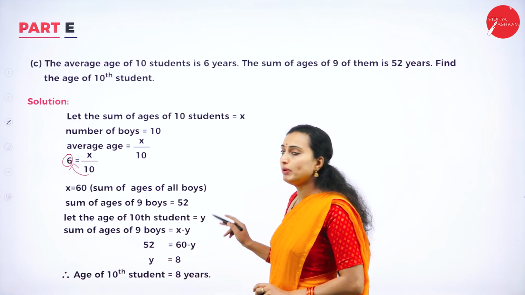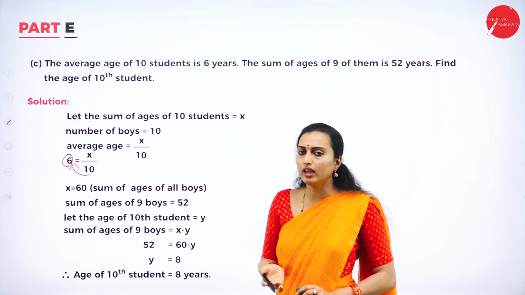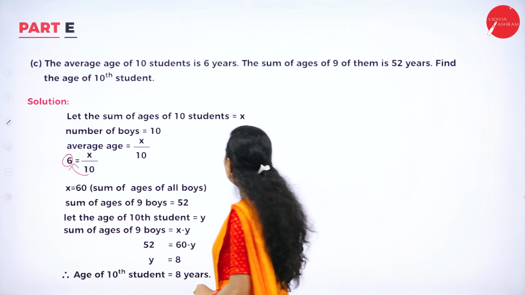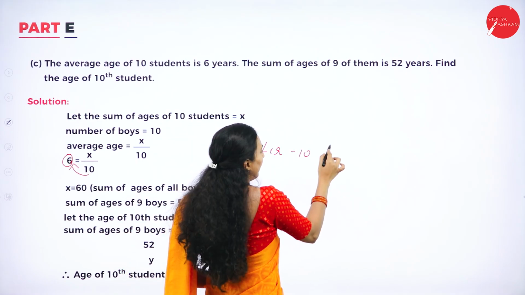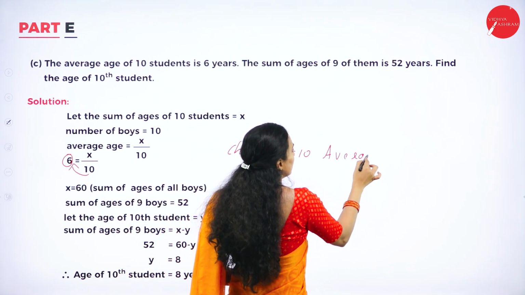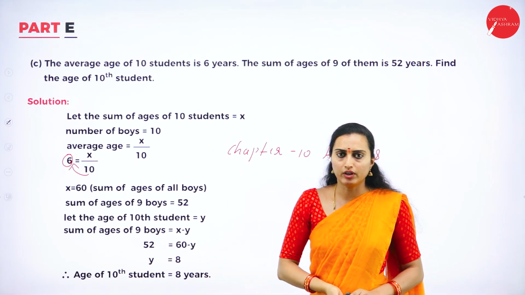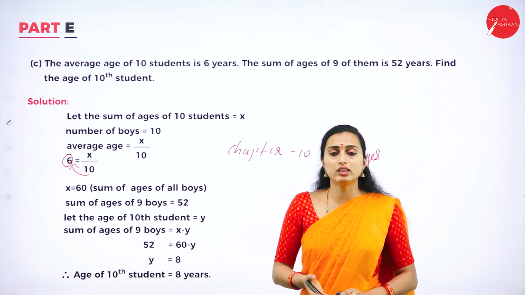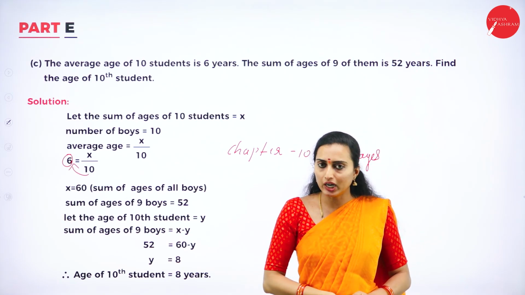That's it. This will be carrying 2 marks only. You can do it in your own method also. So this is from the chapter, what? Chapter 10, Averages. This you have to note down. This is very important. Note down the chapters from which they are going to ask you questions, so mainly you can concentrate on that part only.